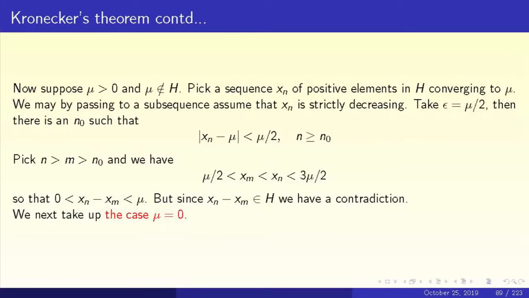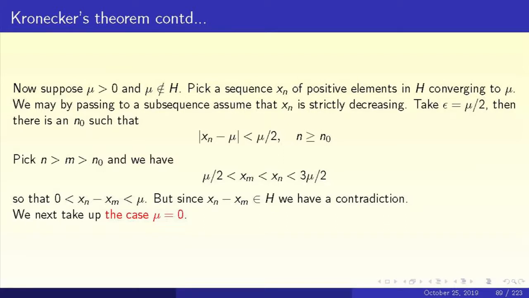So take epsilon equal to mu by 2. Then there is an integer n0 such that the absolute value of xn minus mu is less than mu by 2 for all n greater than or equal to n0. That's the definition of convergence. Okay, so now let us take n bigger than m bigger than n0. Then what do we have? Then these numbers xn and xm are between mu by 2 and 3mu by 2. And we have xm less than xn because we are looking at a strictly monotone subsequence.